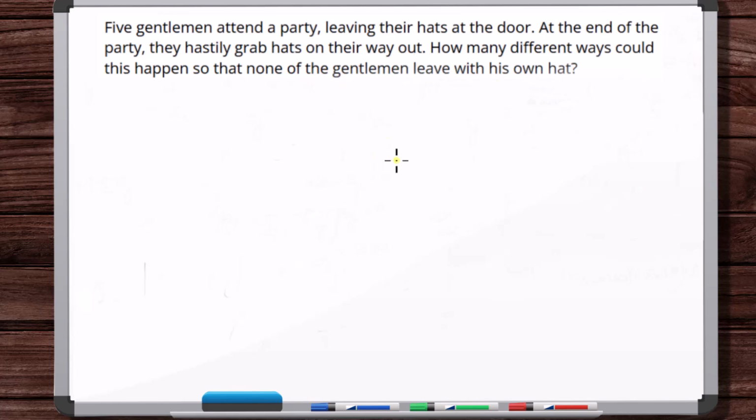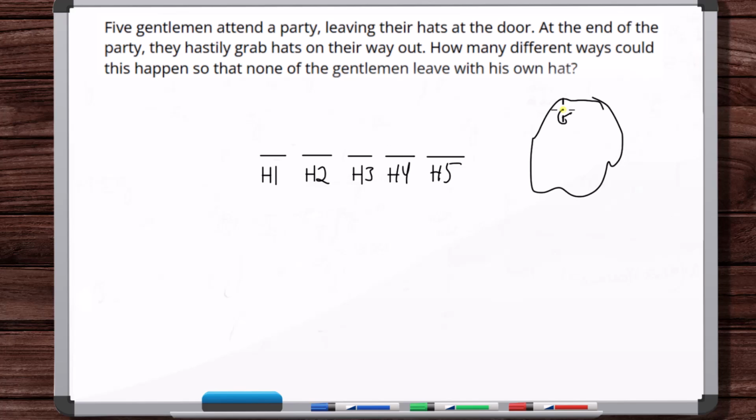So the idea is you've got these 5 hats that are left at the door for a party. So you've got hat 1, hat 2, hat 3, hat 4, hat 5. And then at the end of the party, the gentlemen come to pick up their hats. So you've got gentleman 1, gentleman 2, gentleman 3, gentleman 4, gentleman 5. Gentleman 1's hat is hat 1, gentleman 2's hat is hat 2, etc. And the question is, how many different outcomes are there where no gentleman picks up his own hat?